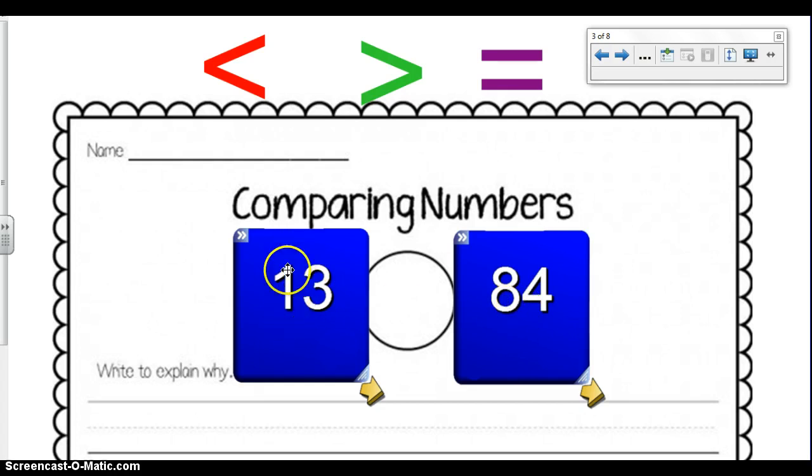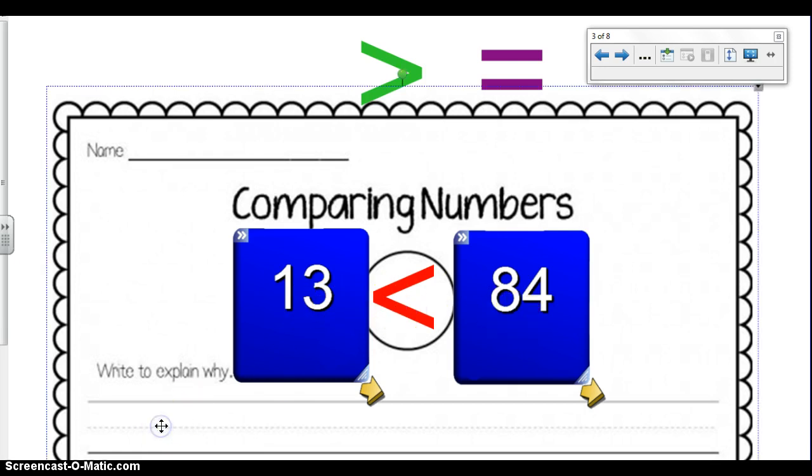Remember, I can look at the tens digit. I have a 1 in the tens digit here, and I have an 8 in the tens digit here. Automatically, I know that this number is greater because 8 is much bigger than the 1. So I'm going to munch the 84. Remember, when I'm munching the second number, we say less than. So watch me read this. 13 is less than 84.